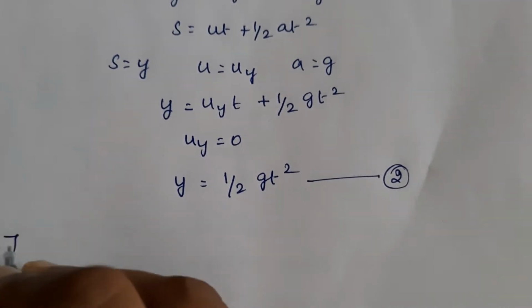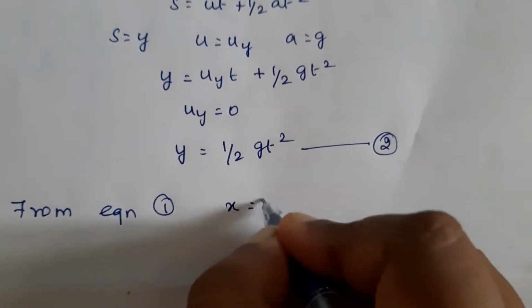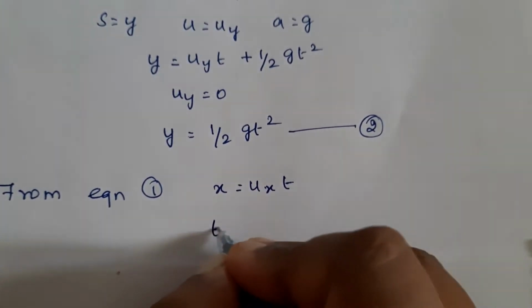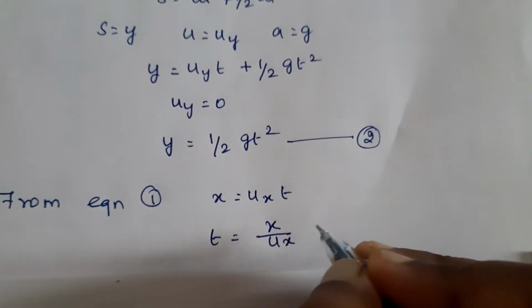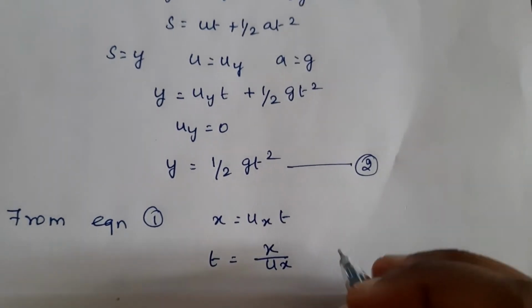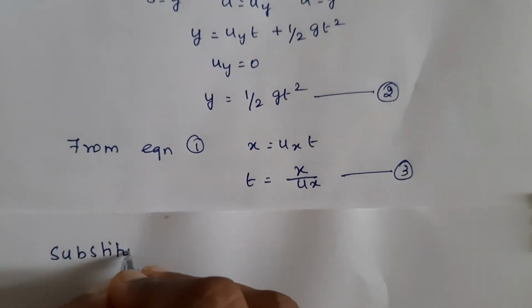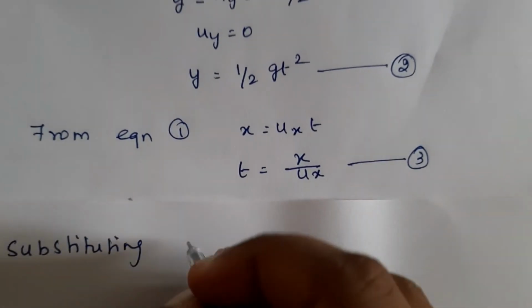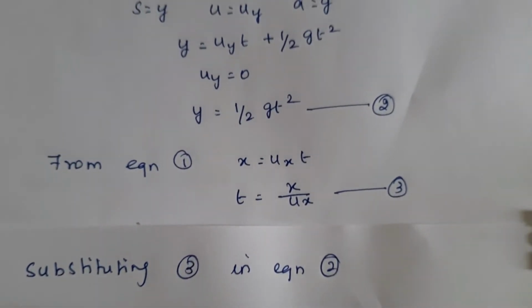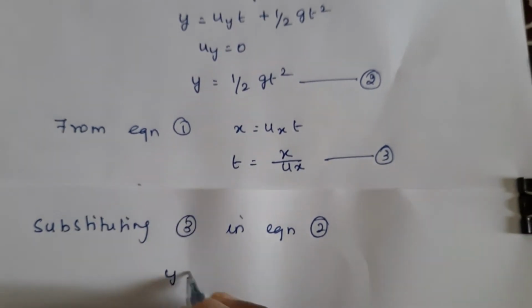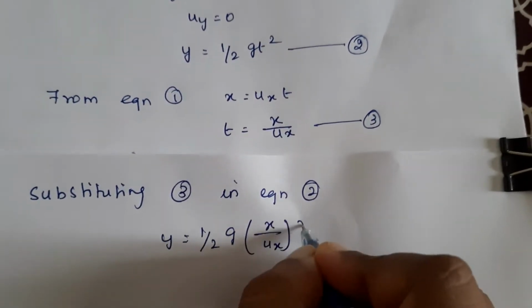Now from equation 1, x is equal to ux into t, we can find out t. t is equal to x by ux. This I am going to take as equation 3. Substituting 3 in equation 2, y is equal to half g into x by ux the whole square.